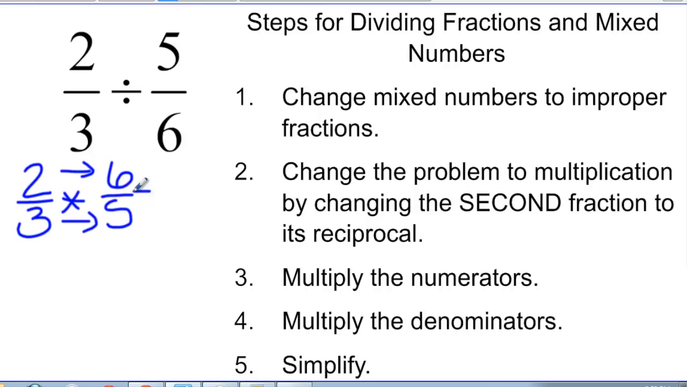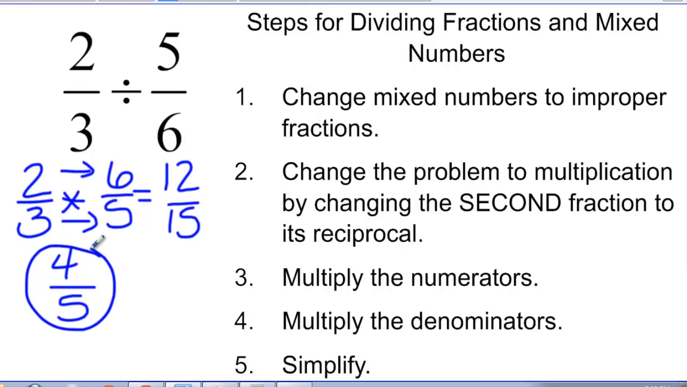2 times 6 is 12, 3 times 5 is 15, and now I see that 12 and 15 are both divisible by 3. So if I divide both of those by 3, I would get 4/5, which is my final step to simplify. So there's a quick example with dividing fractions.